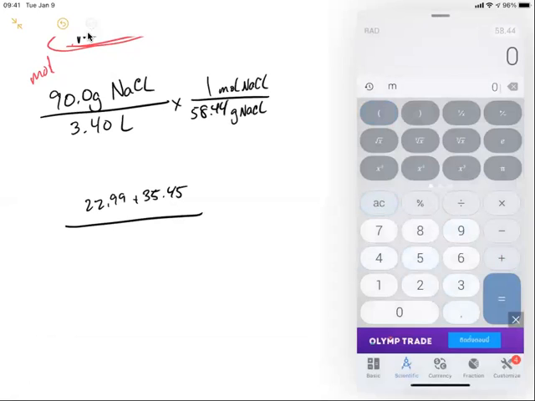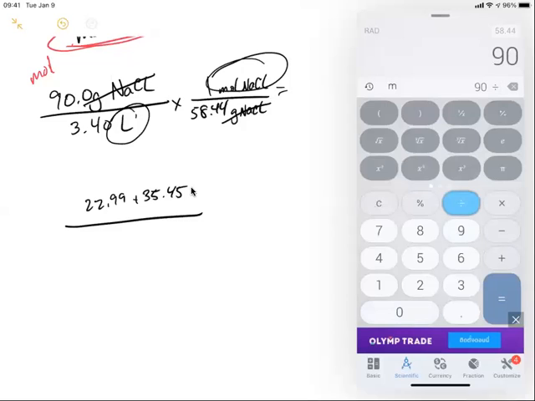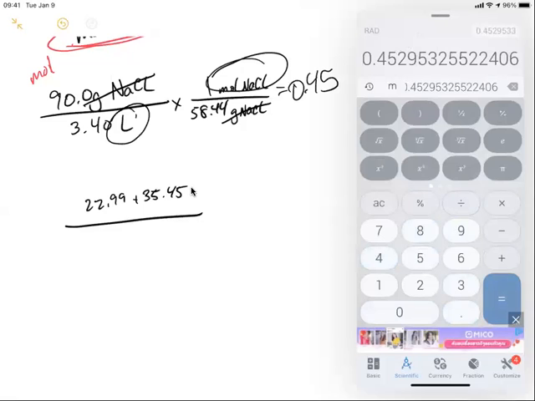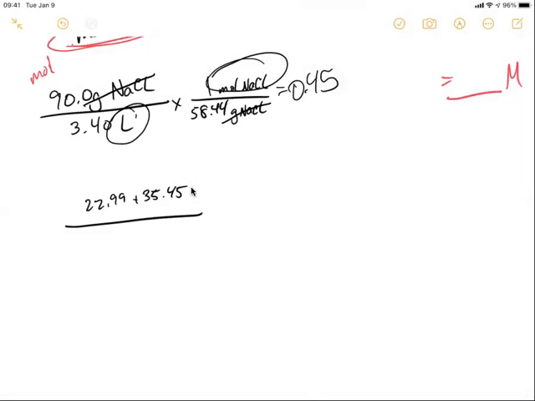And then I can just go ahead and cut my grams. And so now you can see that the units that I have left over are moles per liter, which is molarity. So I can go ahead and just do the math. So I've got 90 divided by 3.4 divided by 58.44, and I got 0.45. I can make the calculator go away. So 0.45 molar. Okay, so it should be pretty straightforward.